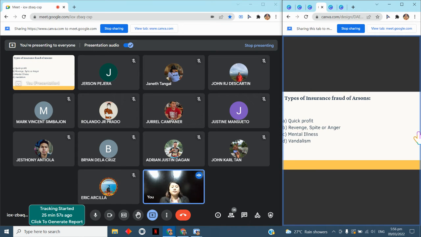So, we have here the types of insurance fraud of arsons. What are they? Quick profit. I already said this earlier, repeating it just to implant it in your minds, so you remember it. Revenge, spite or anger, also mental illness, and vandalism.